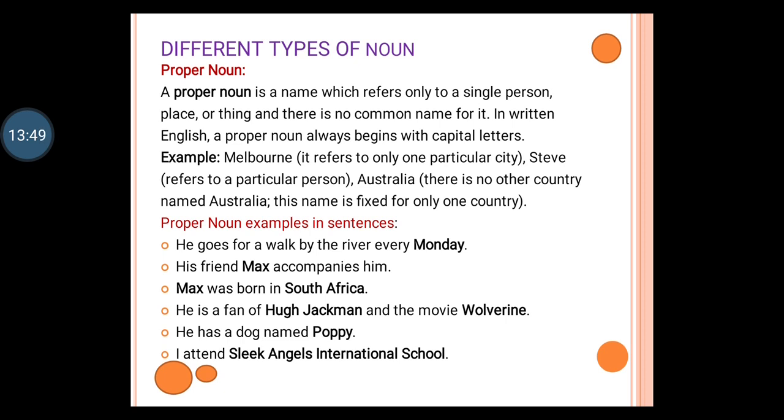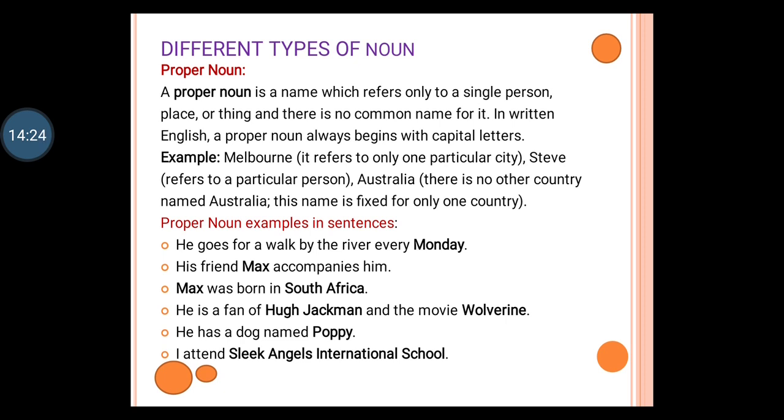The first type of noun is what we call the proper noun. A proper noun is a name which refers only to a single person, place, or thing, and there is no common name for it. When we're talking about a single person, a single place, a single thing, it's not common. It has its name on its own. Then, in the English language, it is known as a proper noun.